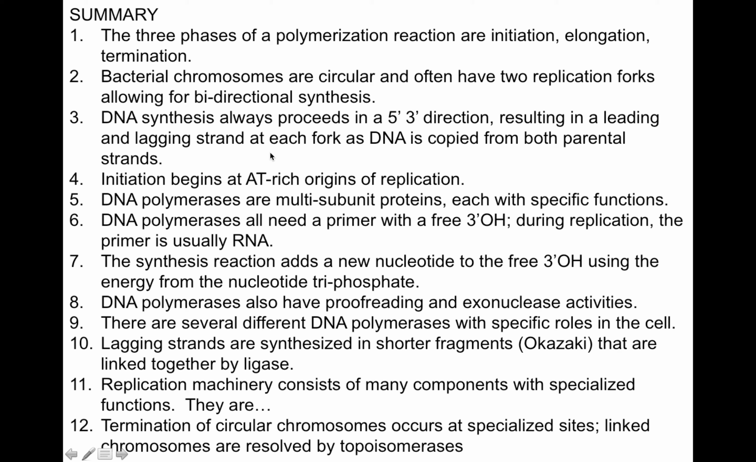Here is our summary slide. There are 3 phases of DNA replication: initiation, elongation, and termination. Bacterial chromosomes are circular. They often have 2 replication forks, allowing for bidirectional synthesis. DNA synthesis always proceeds in a 5' to 3' direction, resulting in a leading and lagging strand at each fork as DNA is copied from both parental strands. Initiation begins at an AT-rich origin of replication.